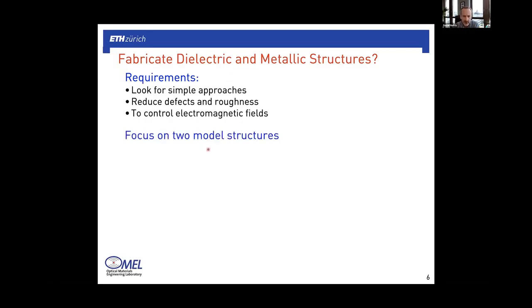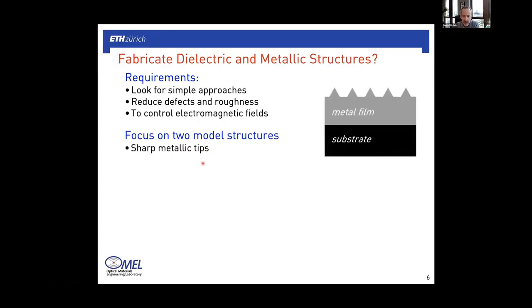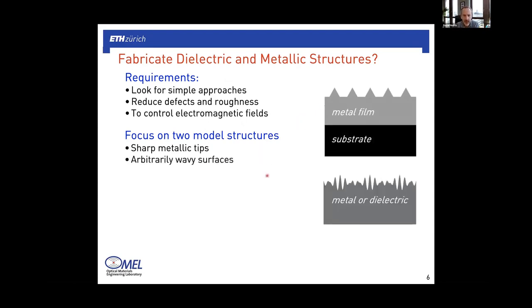And for the talk today, I'm going to focus on two model structures. I could have chosen several, but just so we have the same examples, I'm going to talk about structures that can create sharp metallic tips, as I've already introduced in my cartoons. And then I'm going to talk about this idea that Anya mentioned of arbitrarily wavy surfaces, either in a metal or a dielectric.